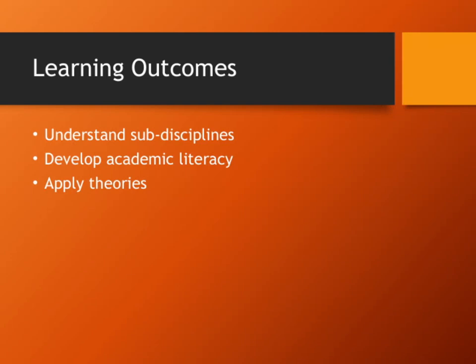Let's take a closer look at some important concepts that will help us on this learning journey. First, understanding subdisciplines is essential. It means getting familiar with the different specialized areas within a broader field, so we can see how they connect and support each other. Next, developing academic literacy is crucial. This involves honing our skills in reading, writing, and critical thinking, which are the foundation for engaging deeply with complex ideas. Then, applying theories is about taking those ideas and making them practical. It's not just about knowing the theories, but understanding how to use them to analyze real-world situations or research questions.